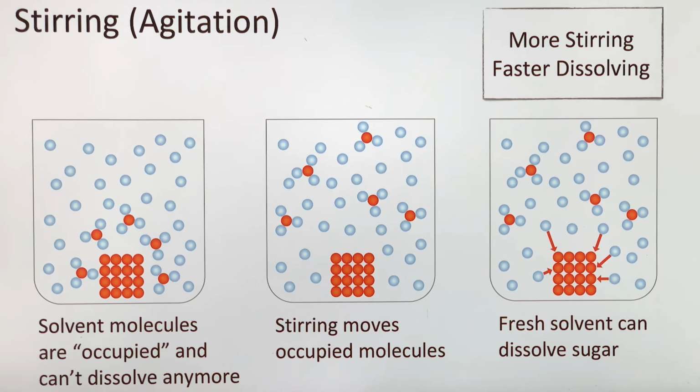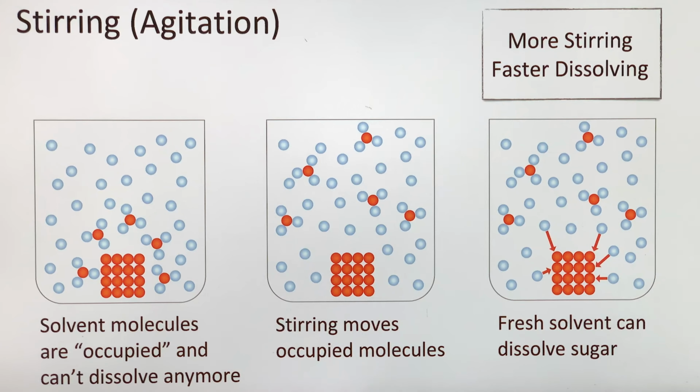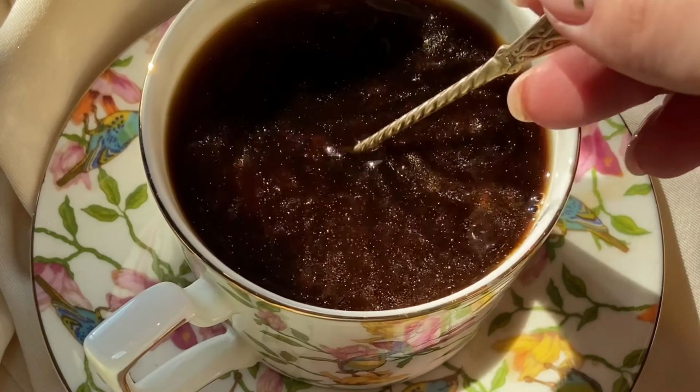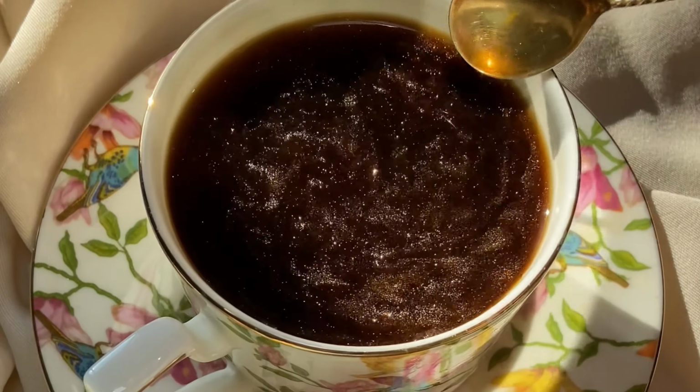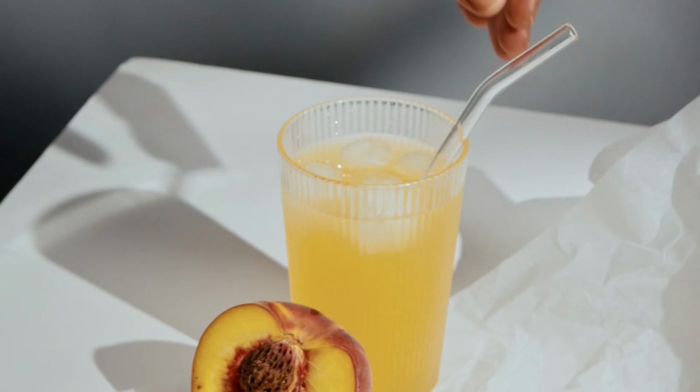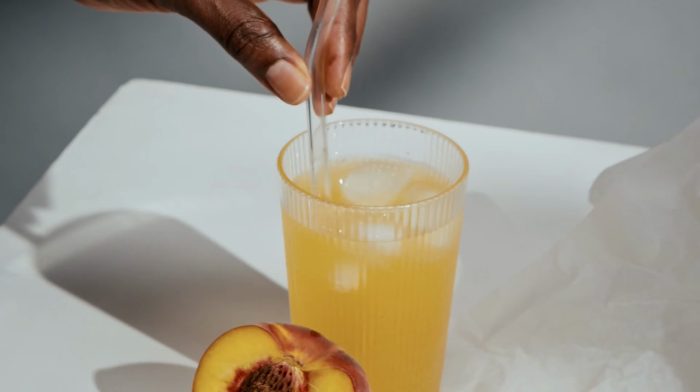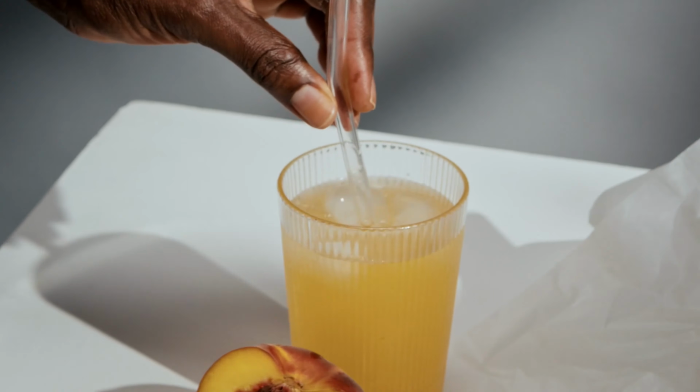Agitation is one of the most common methods used to increase the rate of dissolving in day-to-day life. For example, stirring sugar, which is a solute, makes it dissolve faster in coffee or tea. And stirring juice or lemonade made from a liquid concentrate also increases its rate of dissolving.